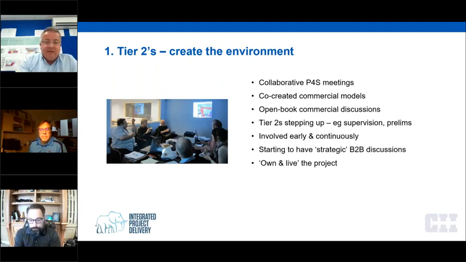So the picture you see there is a bunch of trades sat in a room actually starting to work on the scheme 6 months before it hit site. So it's really, really important. Next one, please.